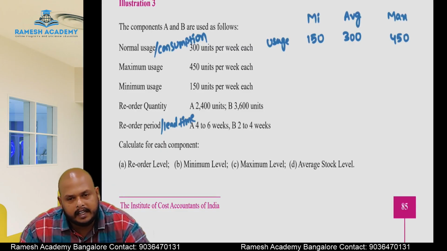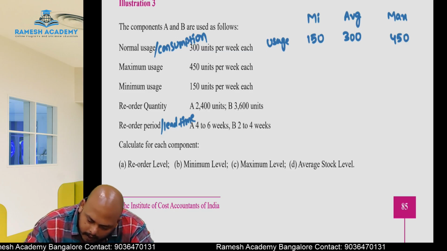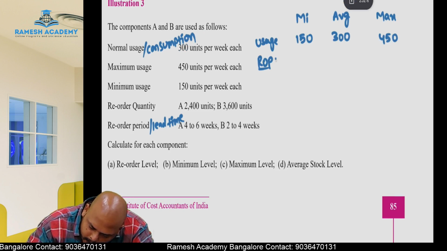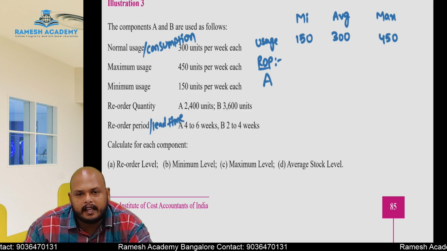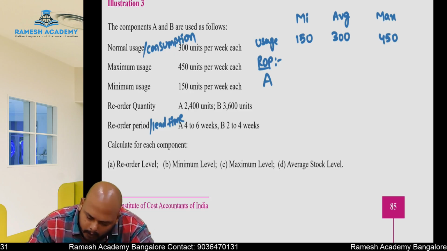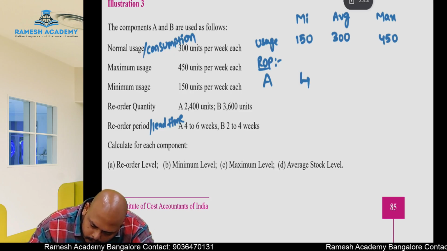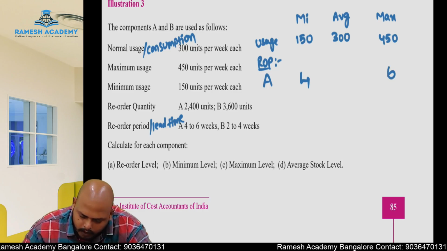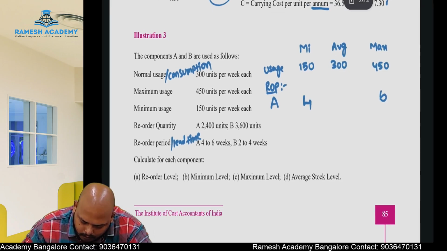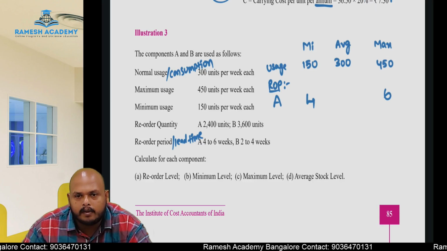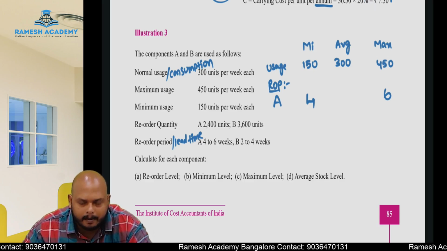Reorder period or lead time, both are same. Reorder period for A, what did they give? 4 to 6 weeks. What is the meaning of this 4 to 6? 4 is minimum and maximum is 6. Then how much is the average? 6 plus 4, 10 divided by 2.